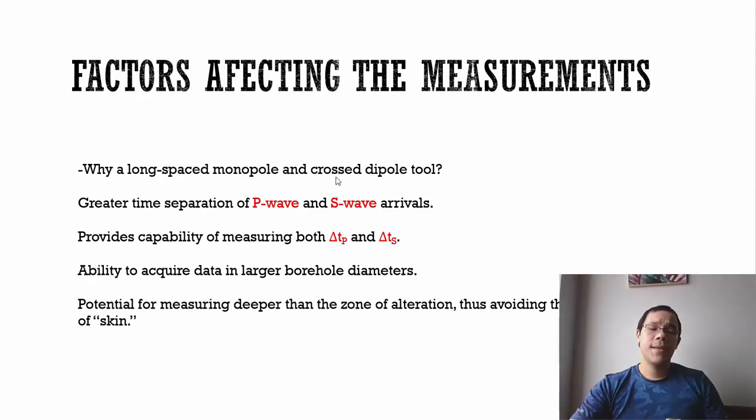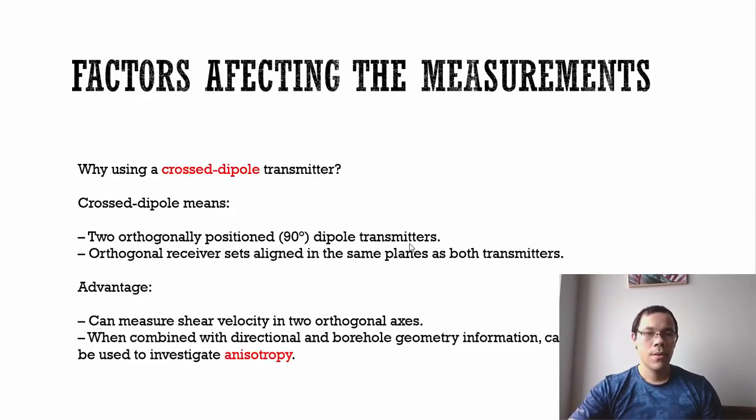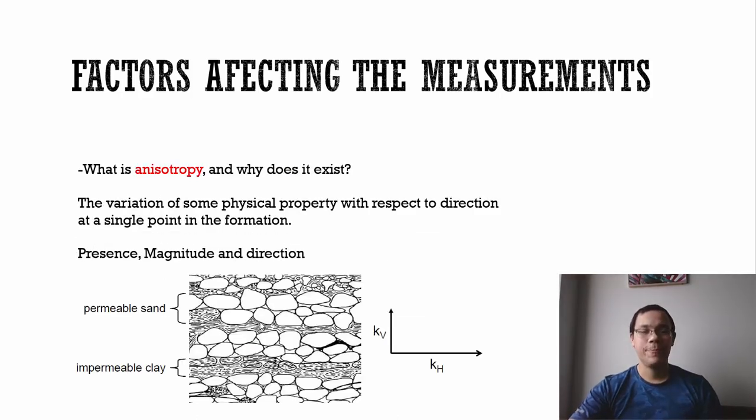And what is meant by cross dipole? Dipole is like having two transmitters, two dipoles, put in orthogonal positions, like 90 degrees, to have information in both axes. That is the one that was mentioned. And thanks to that, we can study the anisotropy of the formation. And what is that? Well, anisotropy is defined as the variation of some physical property with respect to the direction at a single point in the formation.